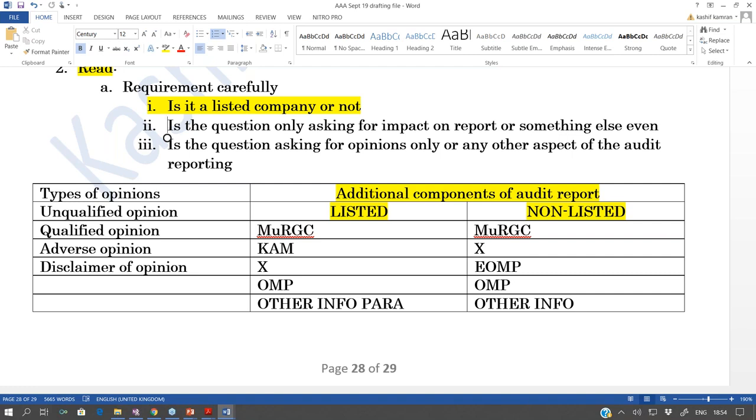Company is listed and you are writing an emphasis of a meta paragraph. Is it right? Is it wrong? Okay, company is non-listed and you're writing a CAM. Is it right? Is it wrong? Company is non-listed and you're writing a CAM. So is everyone clear now?